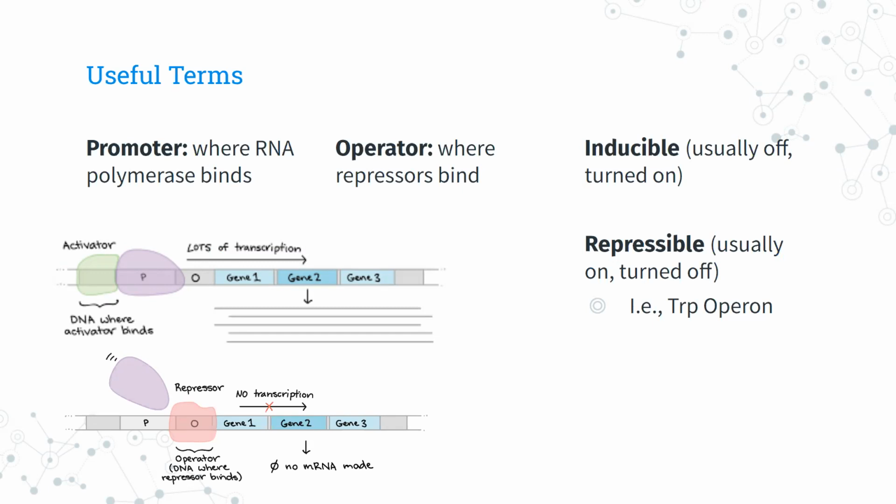Inducible operons are usually off and they get turned on. So usually the repressor is bound in an inducible operon, and you induce the operon to activate. Whereas repressible is usually on, as in this top figure, where there's no repressor bound, and you have to put the repressor there to turn it off. The repressible operon is what we're going to be talking about with the TRP operon.